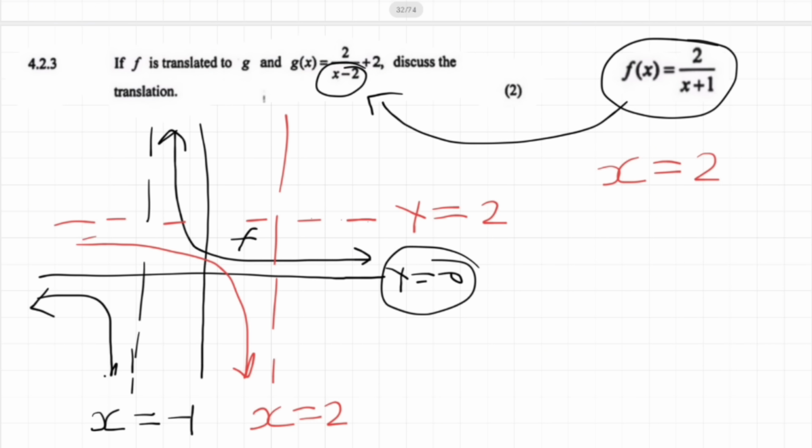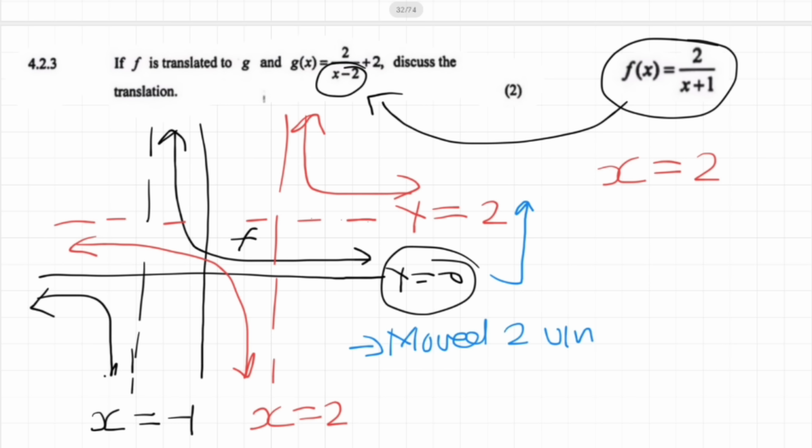It's going to be somewhere here, for example, somewhere there. They want you to tell them what happens. They want you to tell them the movement of this graph. If you pay close attention, this graph first shifted from 0 to 2. The first shift that we see here is that it moves 2 units upwards. Let me just write it like this. It moved 2 units upwards.